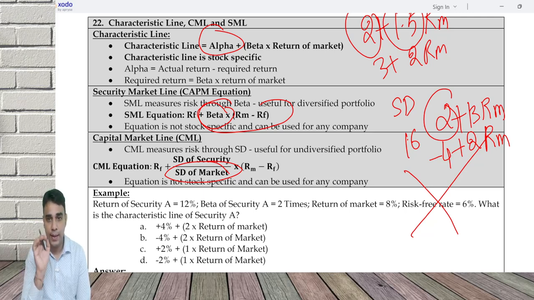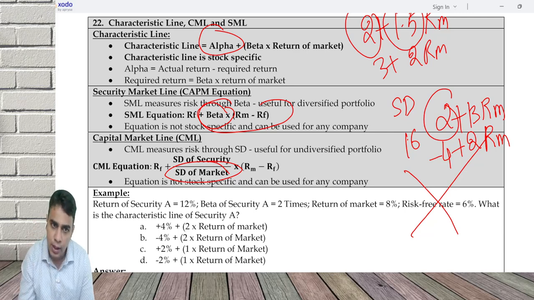Again repeating, when you do characteristic line, RF is not needed. Alpha for characteristic line is required return compared with actual return, but required return is beta into RM.